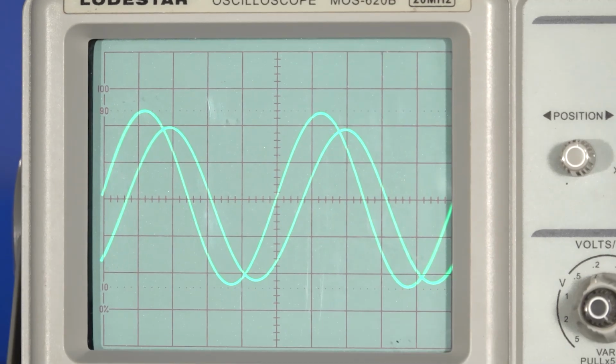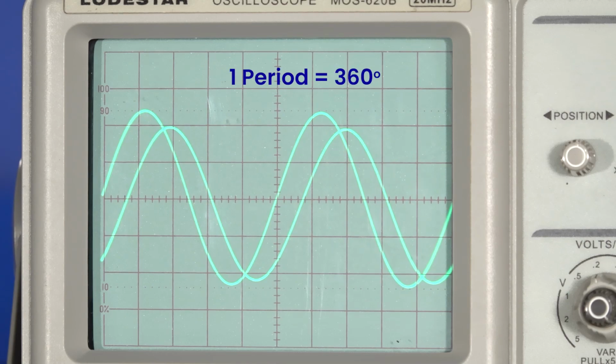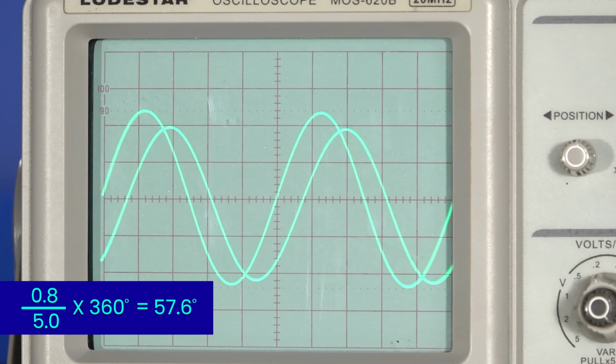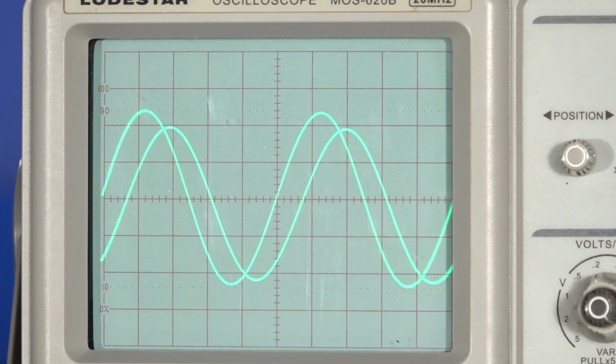Since we know the distance corresponding to one period, which is equivalent to 360 degrees, the displacement of the two waveforms can be calculated in degrees. The result is 57.6 degrees.